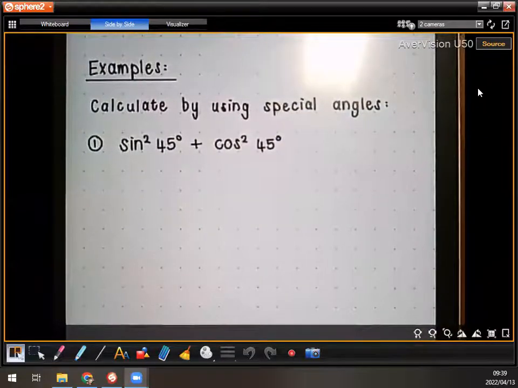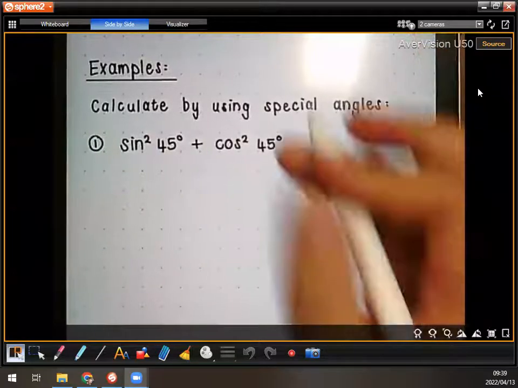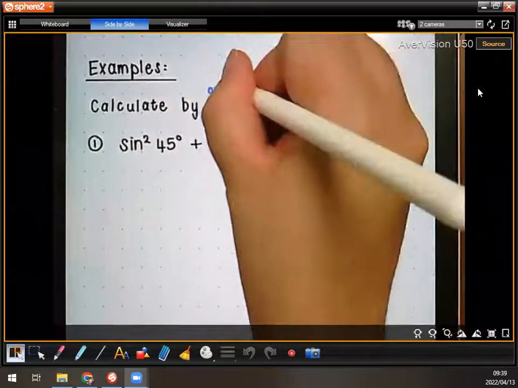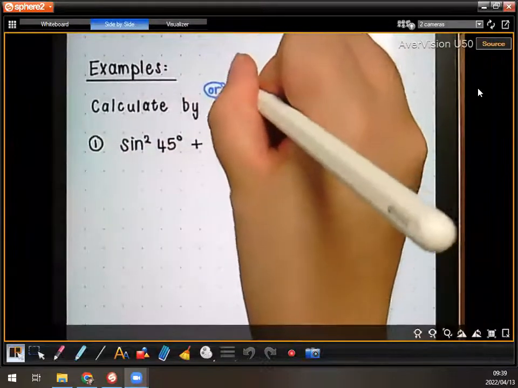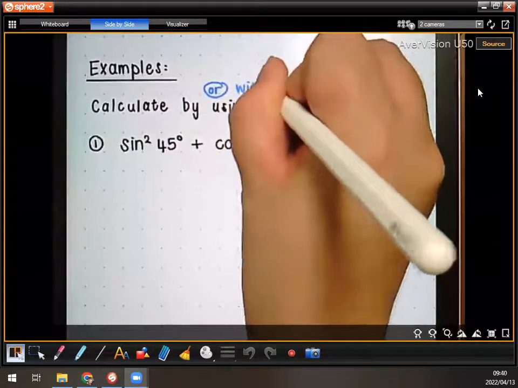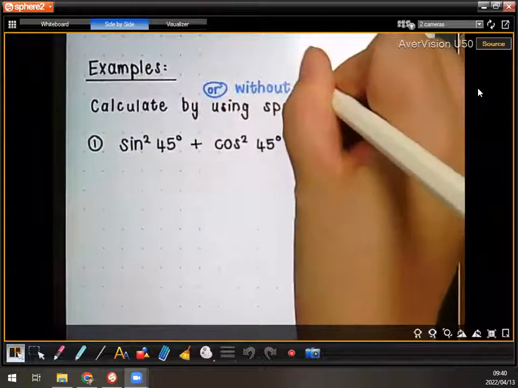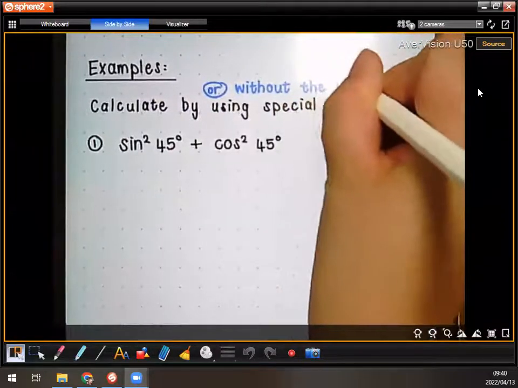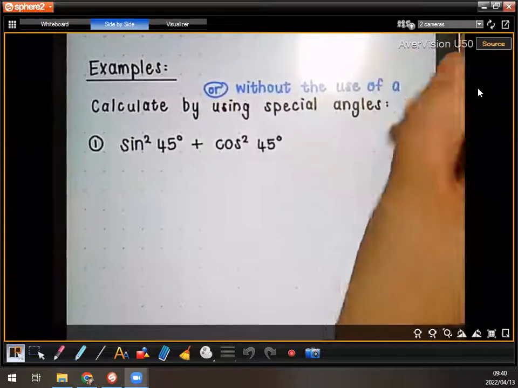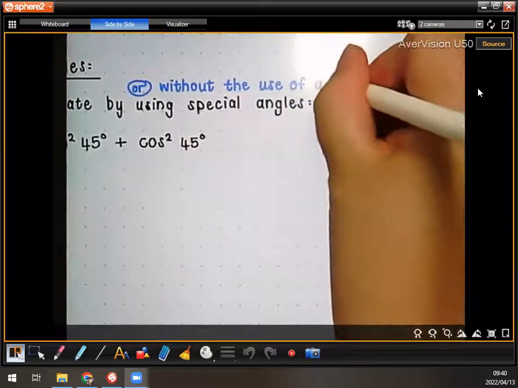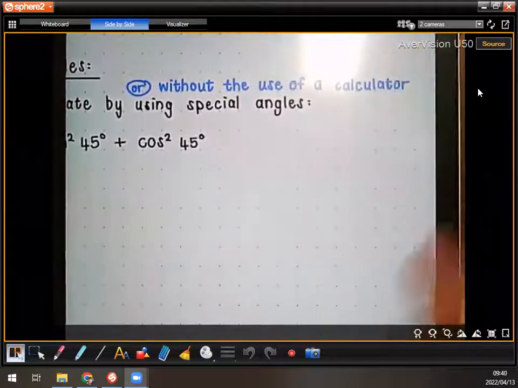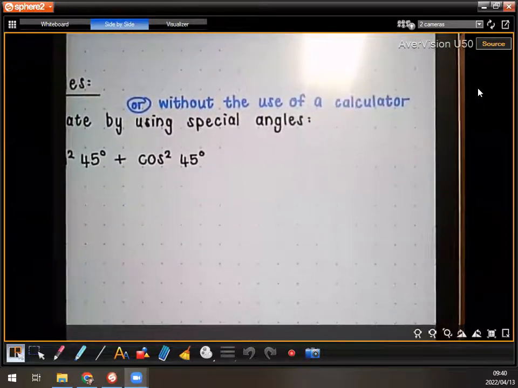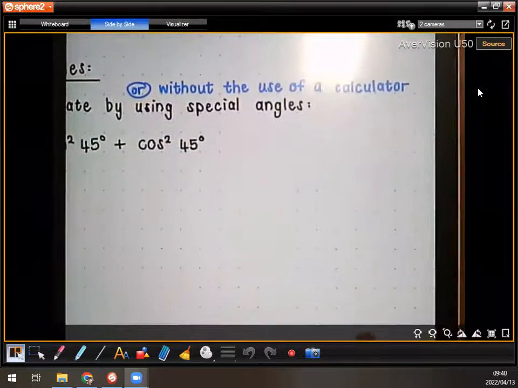Calculate by using special angles. Or they can say, without the use of a calculator, calculate that, all right? But if they're saying using special angles, then we know that we need to draw those triangles. So without the use of a calculator, if that instruction is there, it's the same type of question.